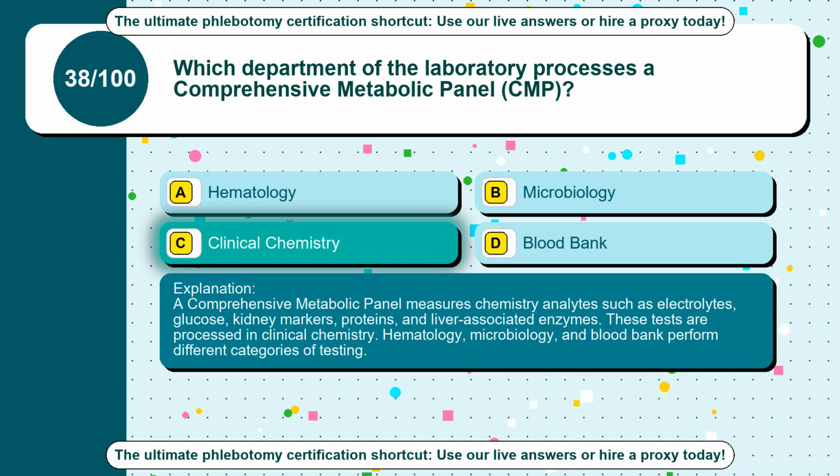A comprehensive metabolic panel measures chemistry analytes such as electrolytes, glucose, kidney markers, proteins, and liver-associated enzymes. These tests are processed in clinical chemistry, while hematology, microbiology, and blood bank perform different categories of testing.